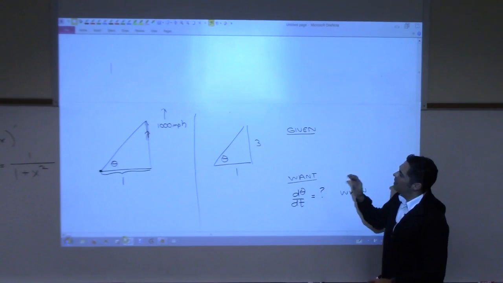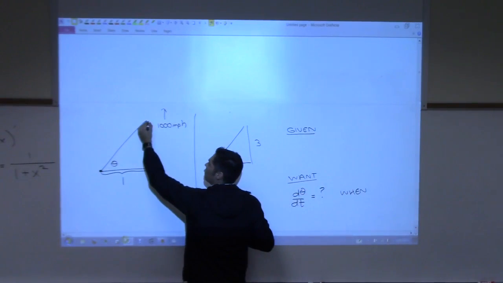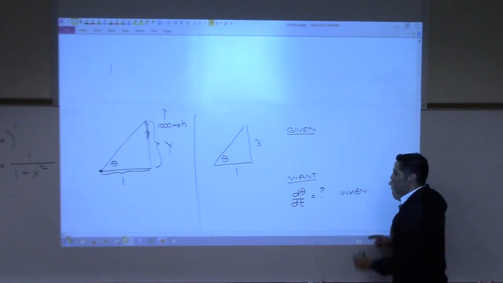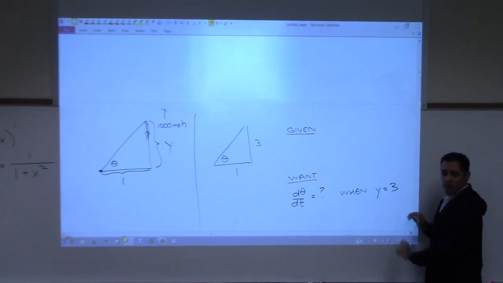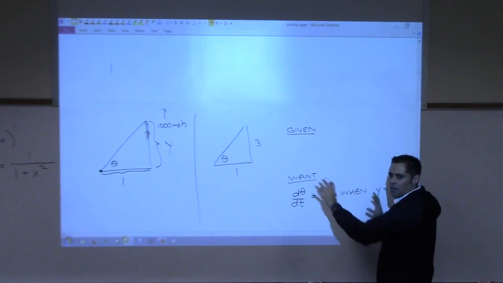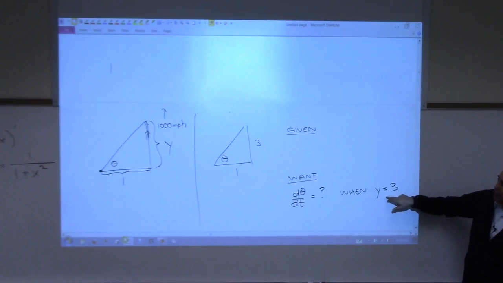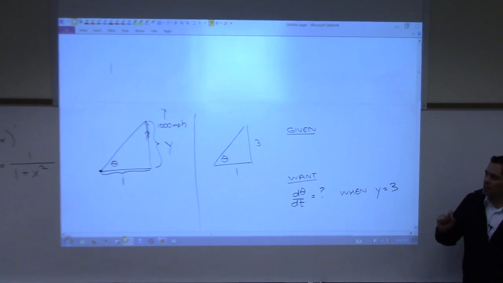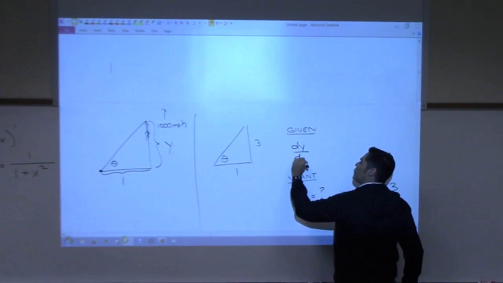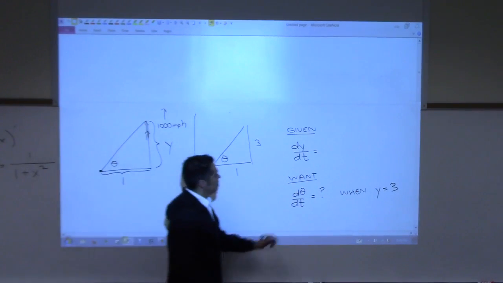You could say that's part of the given too, but let me do something. I'm going to come over here. Do y'all agree this is always changing? Let's call it a variable then, y. Then I want this when y is 3, don't I? When you do these related rate problems, you have to work with everything you've got. Go back to your picture, come back here. I want to know how fast the angle is changing at exactly the moment that side y is 3. And I'm given dy dt. I know how fast y is changing with respect to time. I know how fast y is growing. It's 1,000 miles per hour.